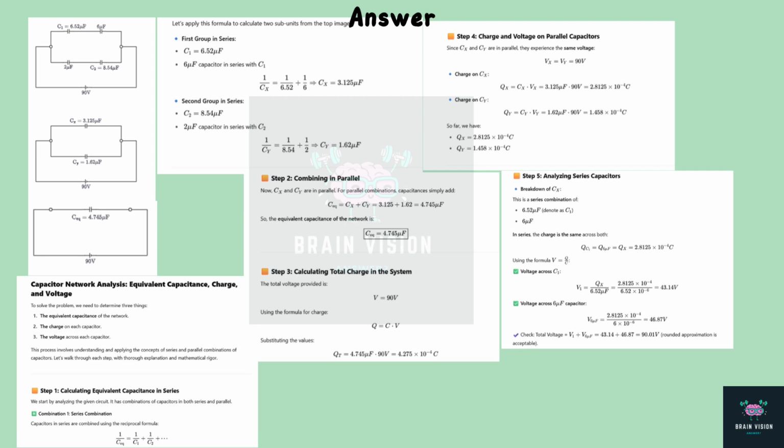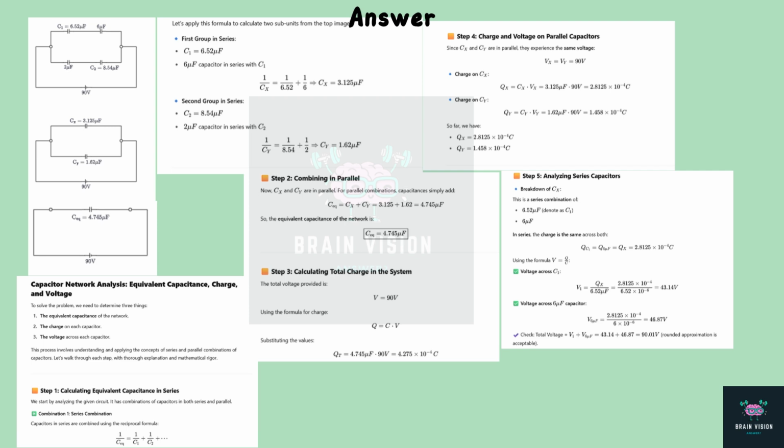Step 1. Calculating equivalent capacitance in series. We start by analyzing the given circuit. It has combinations of capacitors in both series and parallel. Combination 1, series combination. Capacitors in series are combined using the reciprocal formula: 1/C_eq equals 1/C1 plus 1/C2 plus and so on.